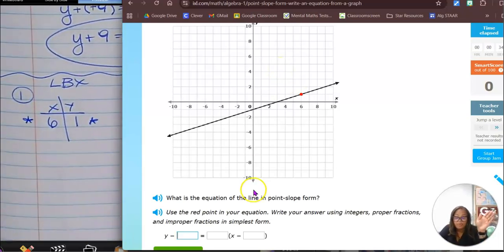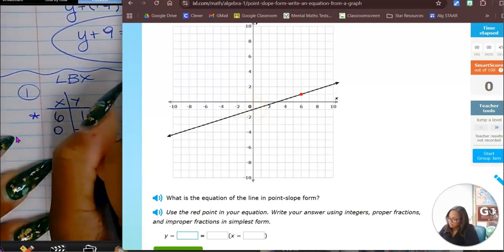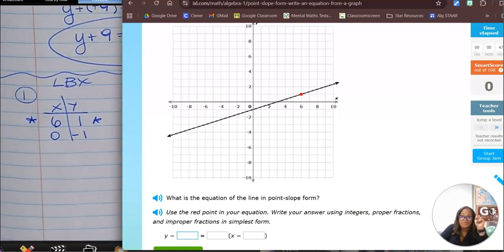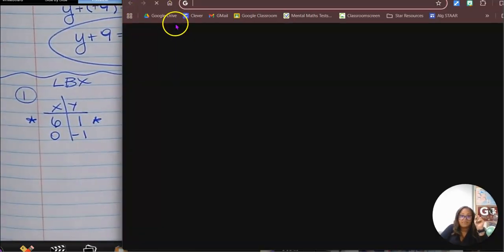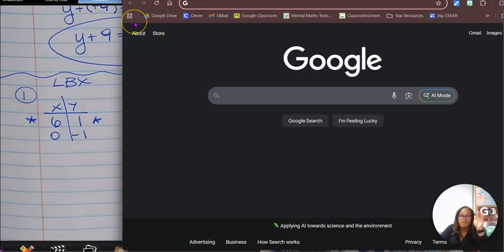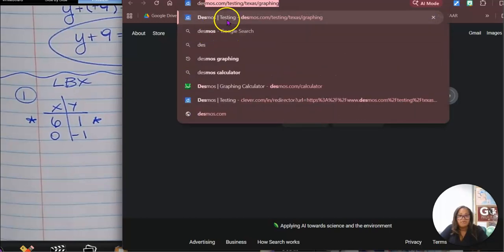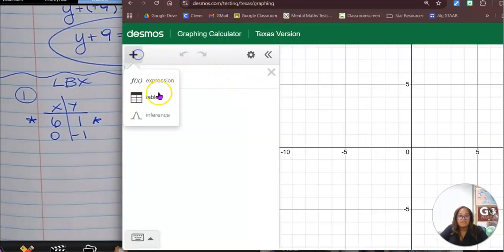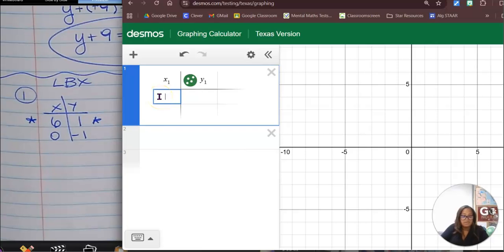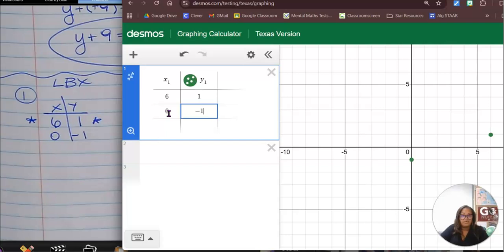Now I can use any other point to make my slope. So I'm going to use the y-intercept because that's my favorite point. And that's 0, -1. Now I'm going to go to Desmos, and I'm going to make my table in Desmos, because whenever you have a graph, always make a table. Always, always, always make a table. That's the default thought process. Table, 6, 1, 0, -1.